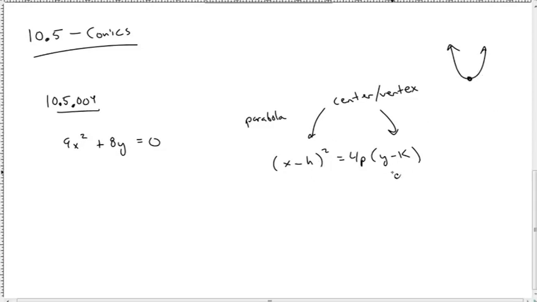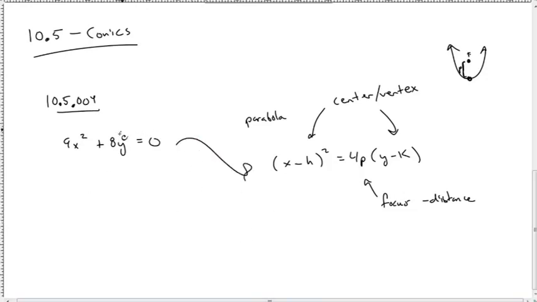And so my h, k is where the center is. My p is my focus distance. And the focus is going to be somewhere around right here for a parabola. So that distance here, that's your p distance. And I can decipher all of that just by looking at the equation. So I need this to look like this.